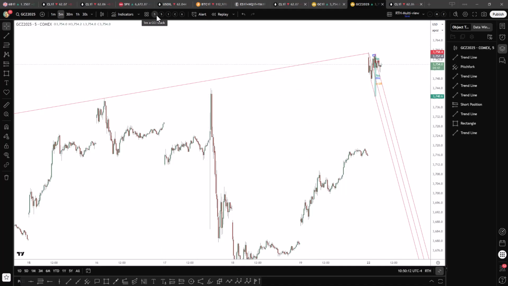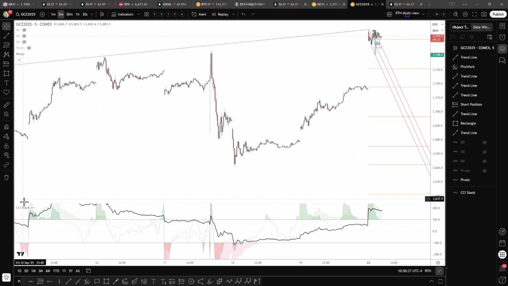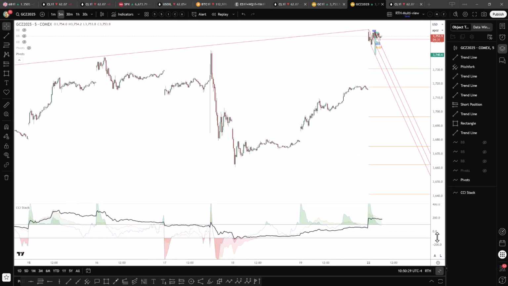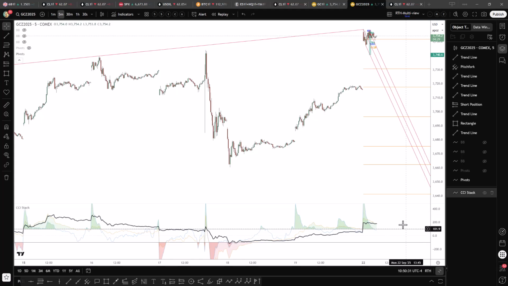This is a 5-minute chart, a 5-minute chart, a 1-minute chart, and then this one is a multi-frame indicator. So it doesn't matter what frame you're looking at, this particular indicator will work on it. So I'll go through this one first. It's basically a CCI stack, right? So how do we read this? We've got two levels. We've got the plus 100 and the minus 100 level.